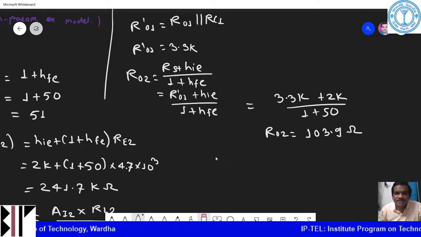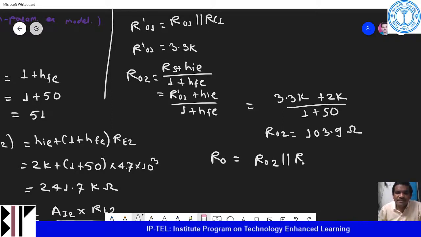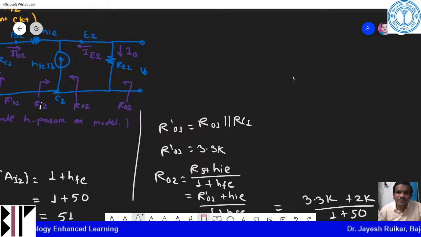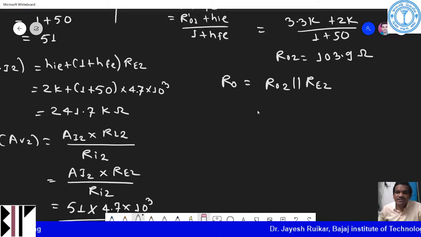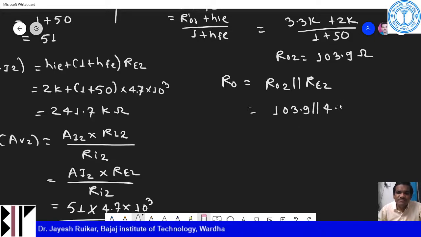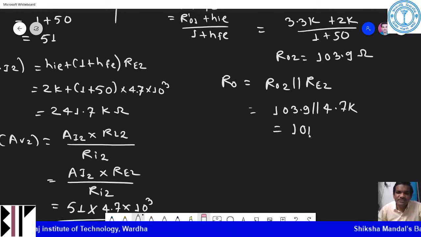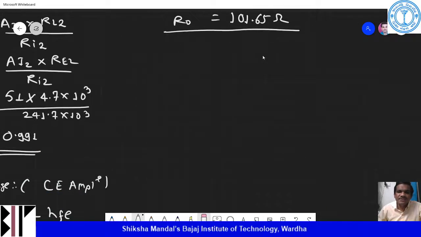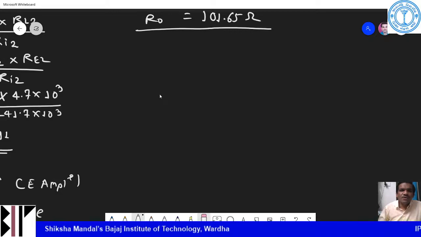And what is the output resistance now? We can easily calculate that the output resistance is RO2 in parallel with RE2. So we got the value of RO2, and we know the value of RE2. So 103.9 parallel with 4.7k comes out to be 101.65 ohm. This is the value of the output resistance.